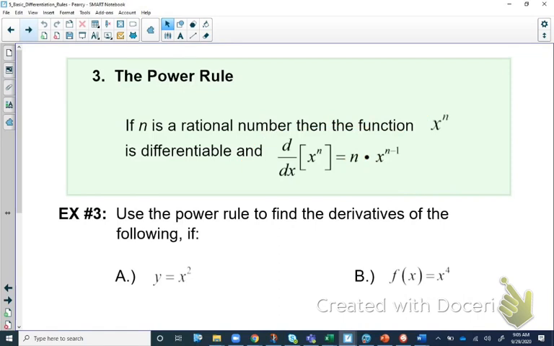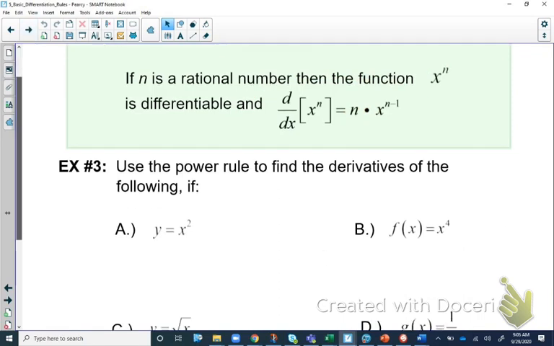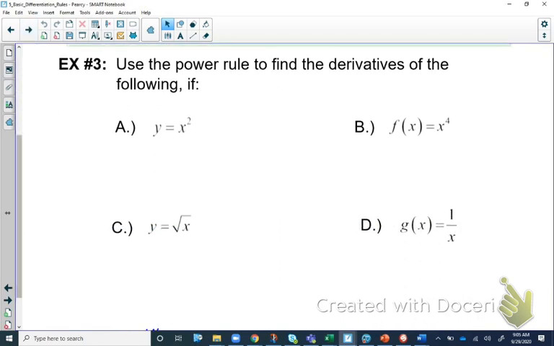So let's take a look at a couple of examples and see, can we use the power rule? Usually kids pick up the power rule pretty quickly, but sometimes we need a little bit more practice, particularly on problems like C and D. So for A and B, we're going to just run through these quickly. We're going to take the variable that's in front. Let me go to my pen.